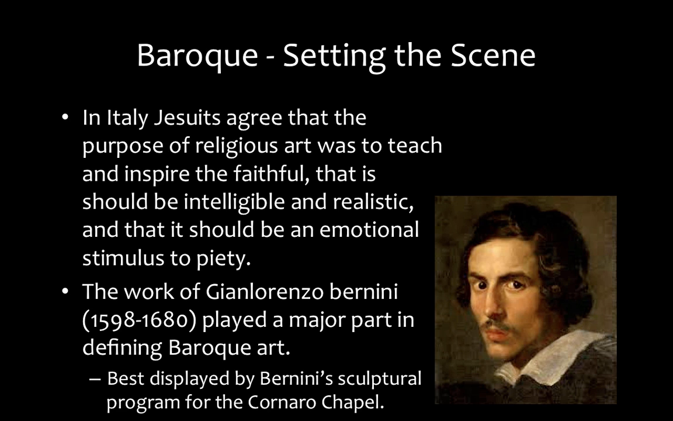So in Italy, you have Jesuits who group together and argue that the purpose of religious art needs to be to teach and inspire the faithful, and that it should be easy to understand. It needs to be realistic. And despite what the Council of Trent says about there not being any sensuality in works of art, there actually should be something emotional that draws the viewer in. And these are going to become the characteristics of the Baroque style. The work of Bernini is really paramount to playing a major role in Baroque art. So we're going to look at Bernini's sculptural program for the Cornaro Chapel, and this really gets to what it is that the Baroque style is trying to achieve.